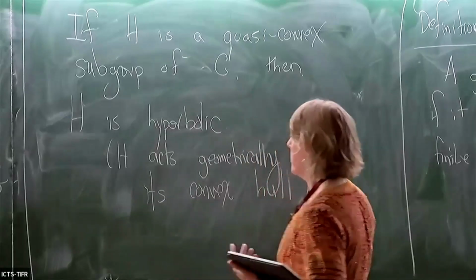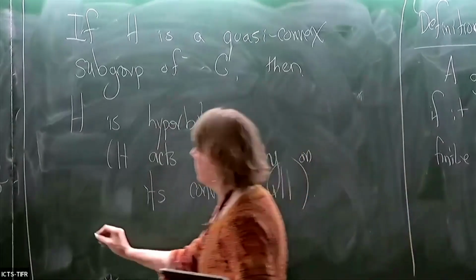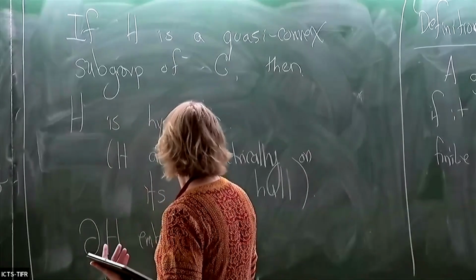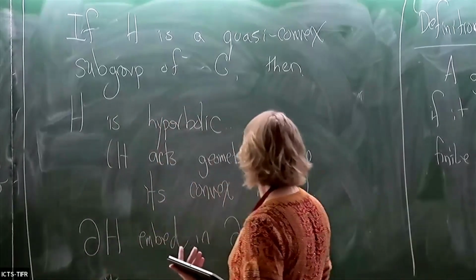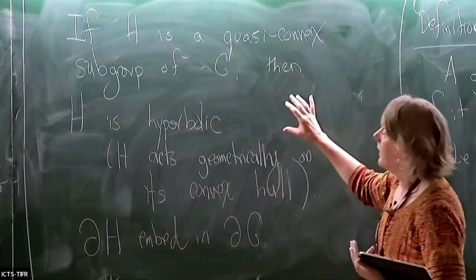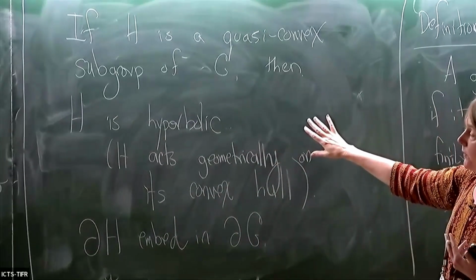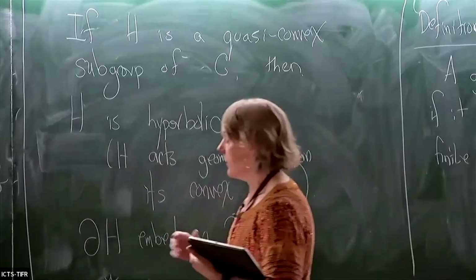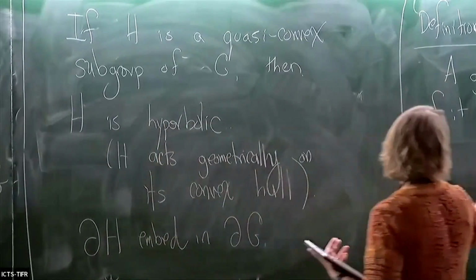Okay, which is a hyperbolic space. And also the boundary of H is going to embed in the boundary of G. So you can kind of see it as a quasi-convex subgroup. Now remember, hyperbolic groups are finitely presented. So if I have a quasi-convex subgroup, it can't be a witness to incoherence.